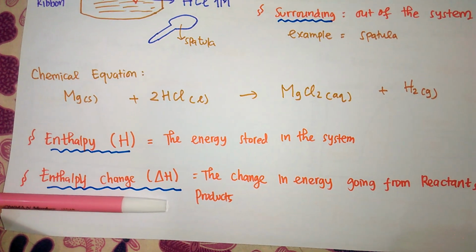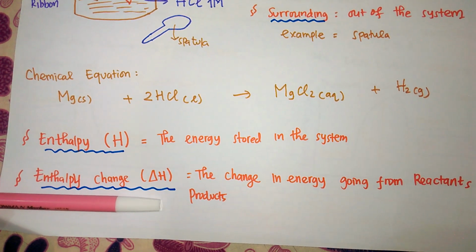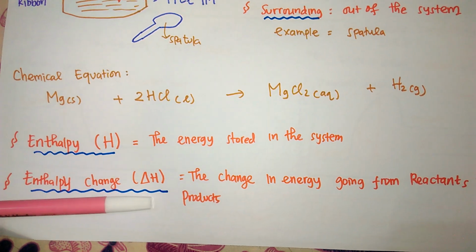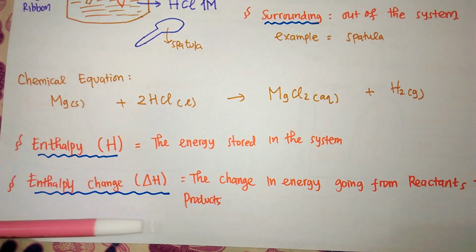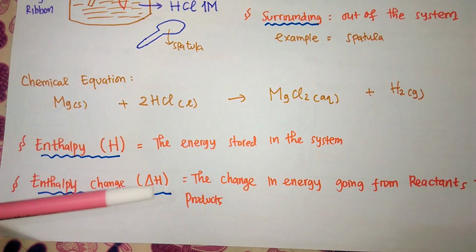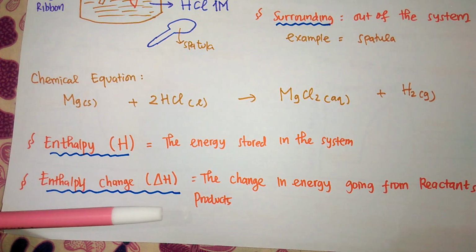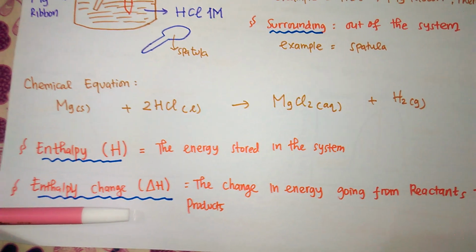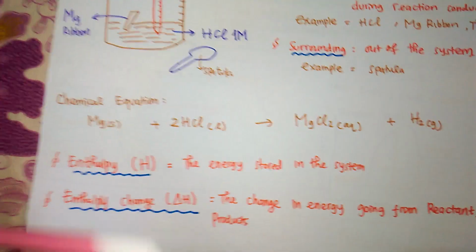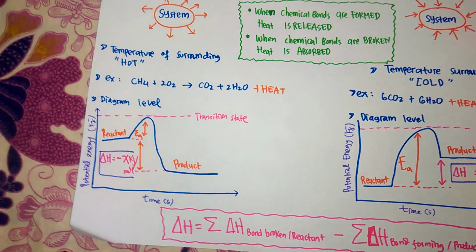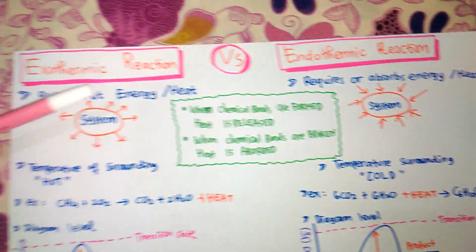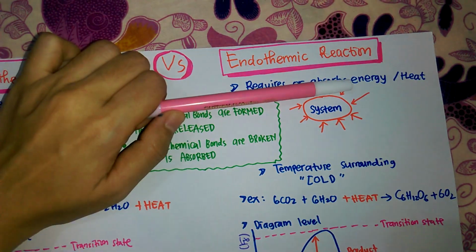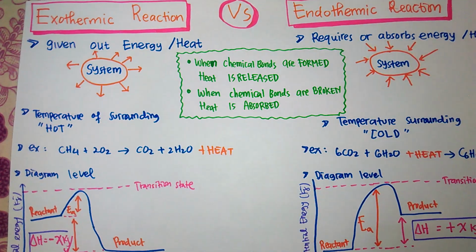We can classify enthalpy change into two, whether it has a positive value, something kilojoule per mole, or negative. Because there are two signs of enthalpy change, positive and negative, we can classify reactions into two types: exothermic reaction and endothermic reaction. What is that?